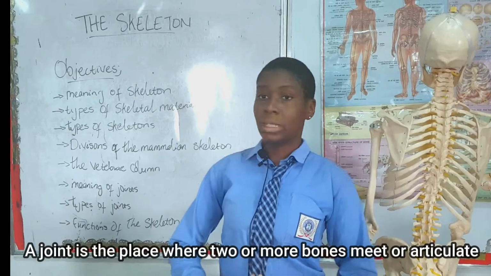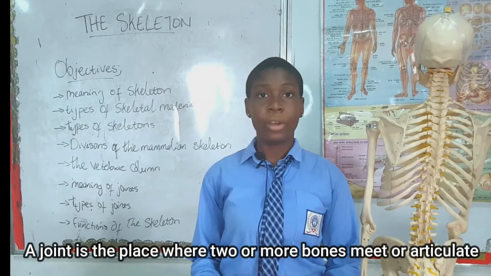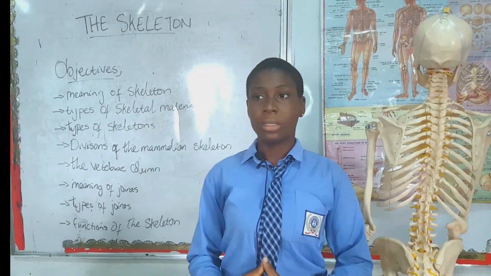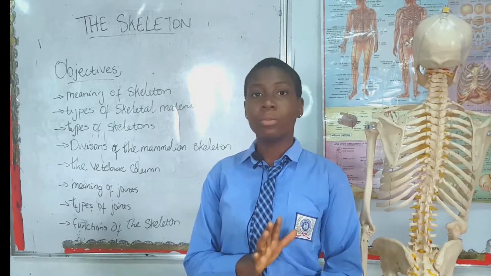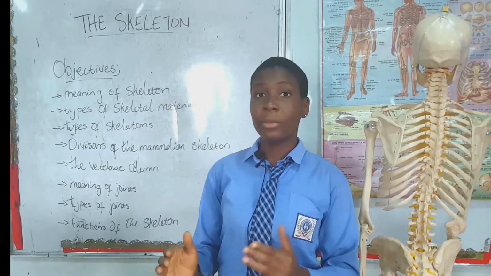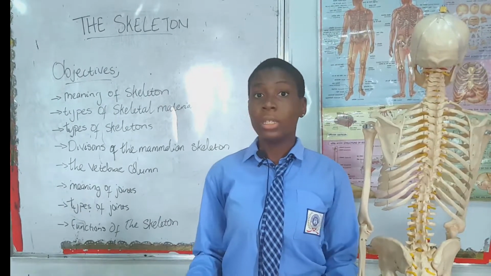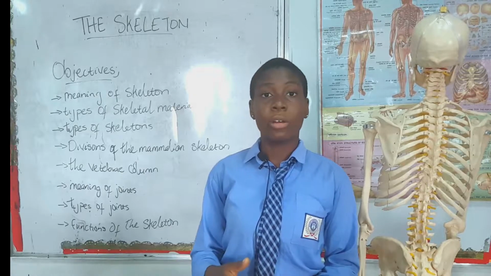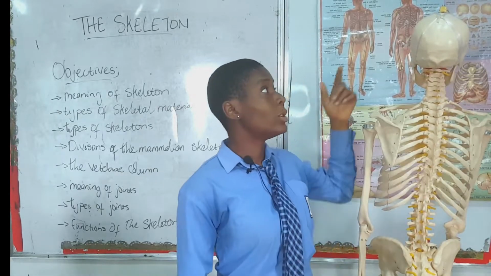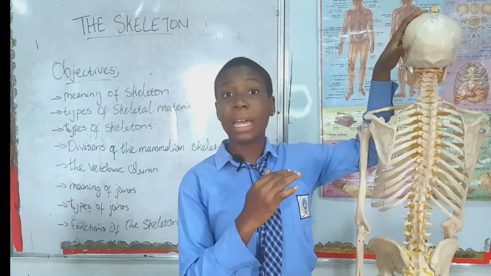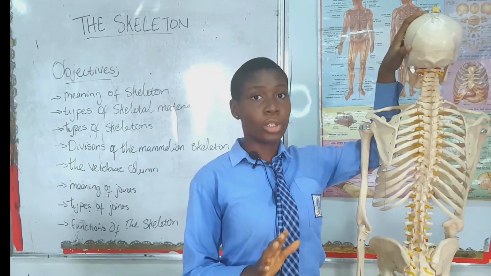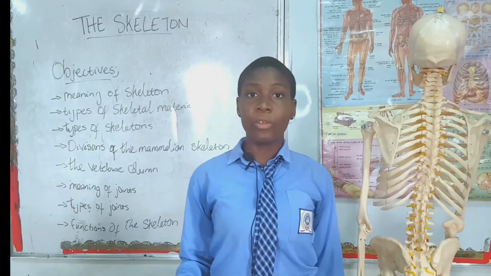Then we move to joints. A joint can be defined as a point where 2 bones meet or articulate. There are 2 types of joints in general. We have the movable and the immovable joints. The immovable joint or the suture joints are mostly found in the skull. In this type of joint, the bones here do not move. Then we have types of movable joints.